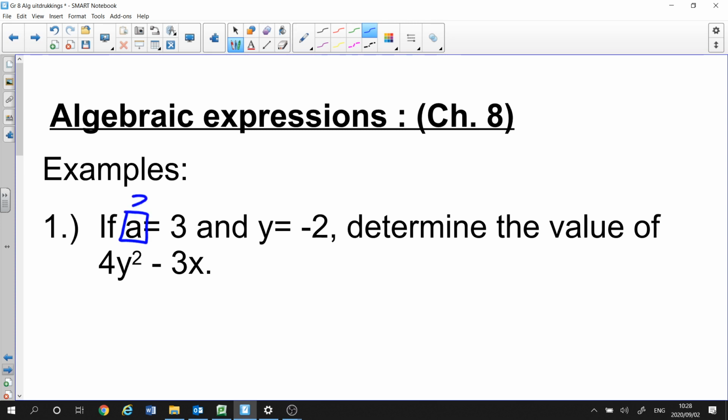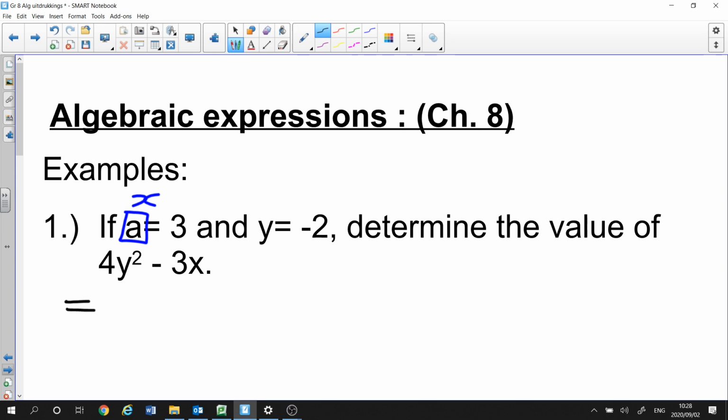Alright, now we're going to substitute again. We're going to use substitution. If x is equal to 3 and y is equal to negative 2, determine the value of 2y squared minus 3x. So what does it mean? Everywhere where there's a y, I must substitute it with negative 2, and everywhere where there's an x, I must substitute it with 3. Alright, so let's go.